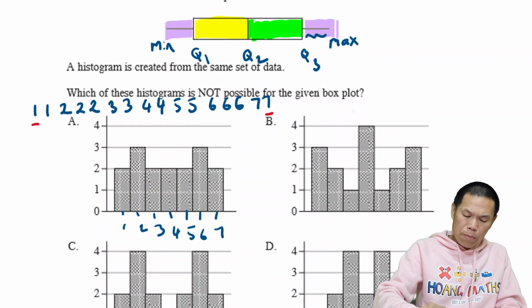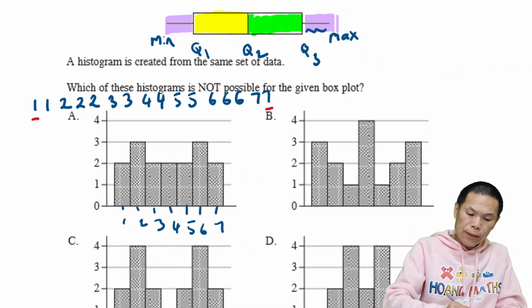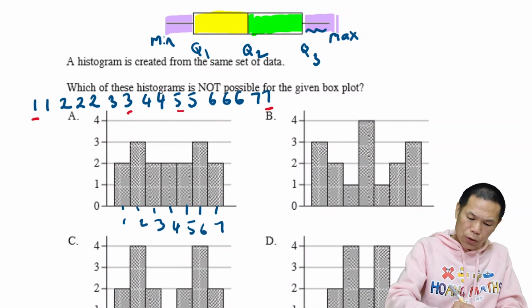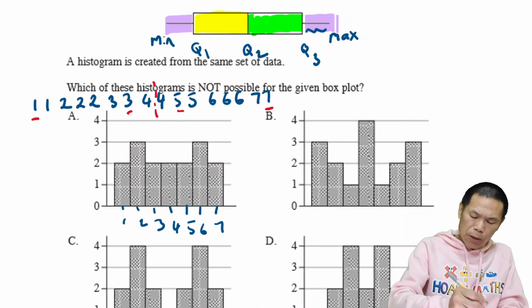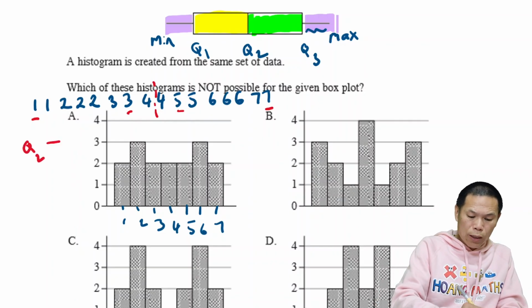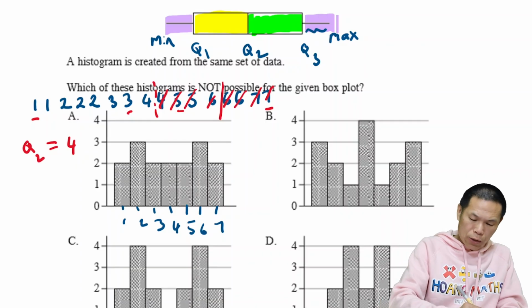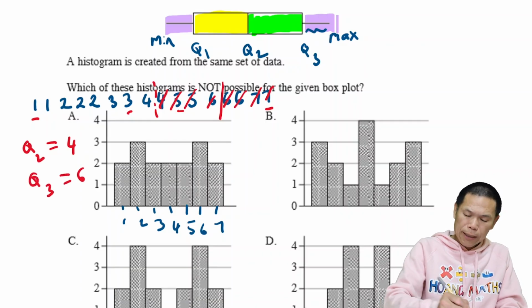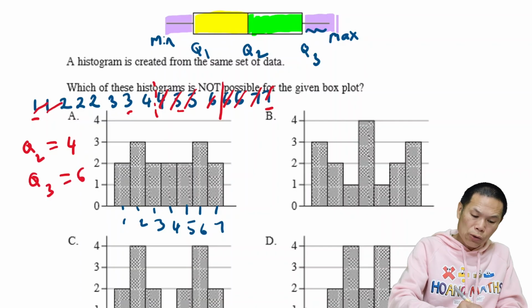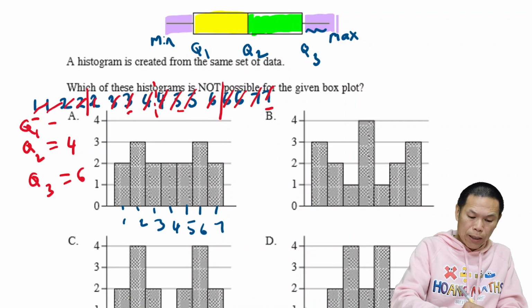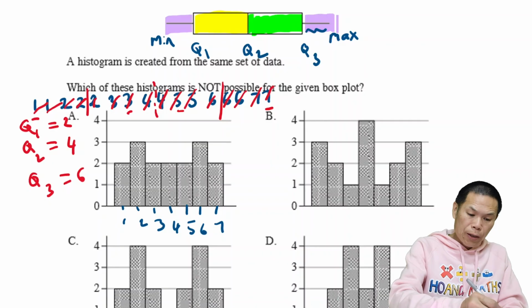Then we need to work out the median. Counting up to here, the median is 4. Let me write this down. Q2 is 4. We can cross out 1, 2, 3, 4, so halfway there. Q3 is 6. And for Q1, we have 1, 2, 3, 4, so it's 2. So Q1 is 2.